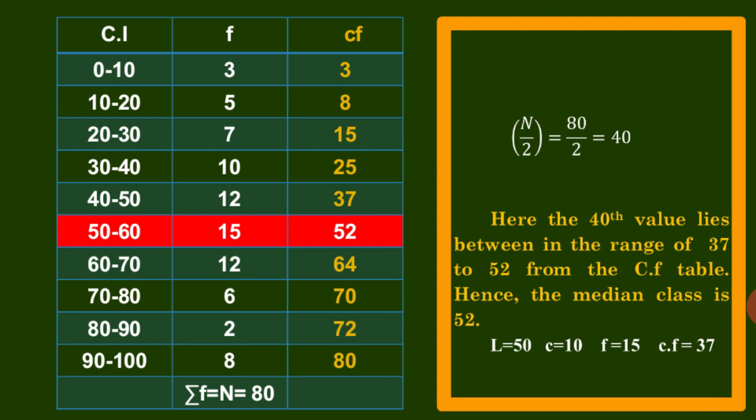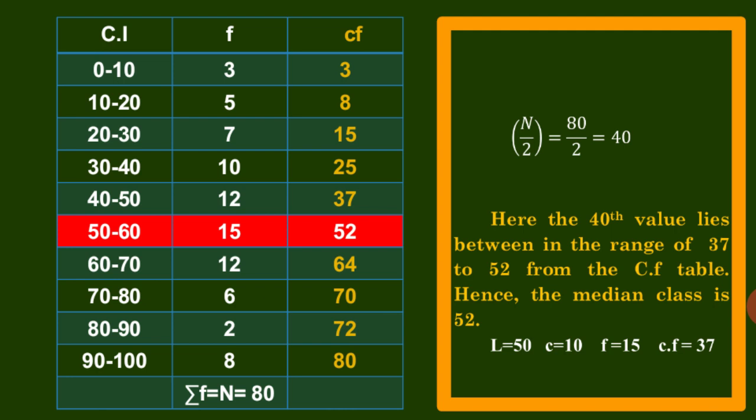Again, I am checking 25 to 37. Here also the 40th value is not available. Now I am checking 37 and 52. Here the 40th value lies in the range of 37 to 52. Here 52 is the highest value of the cumulative frequency. So now we are going to take this 52 as the median class. Now using this median class, we are calculating the L value, C value, f value and CF value from the median class.